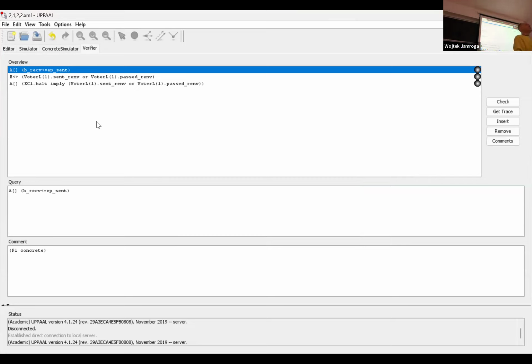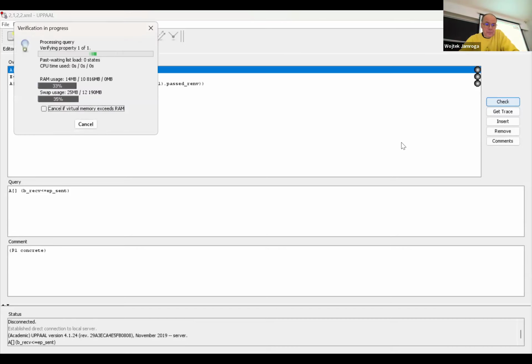So it's not that we sent out 10 election packages to voters registered for postal voting, but we get 20 ballots, and then we are supposed to tally those 20 ballots. So let's check. The verification is running.